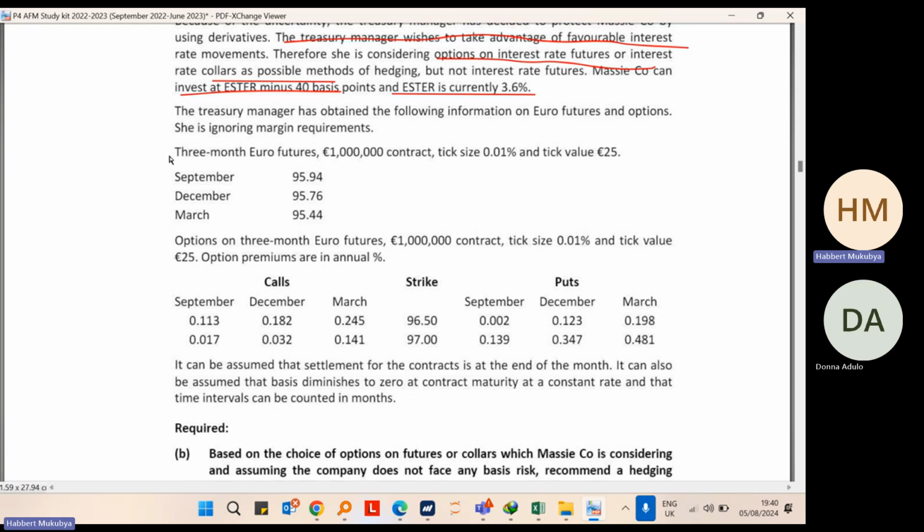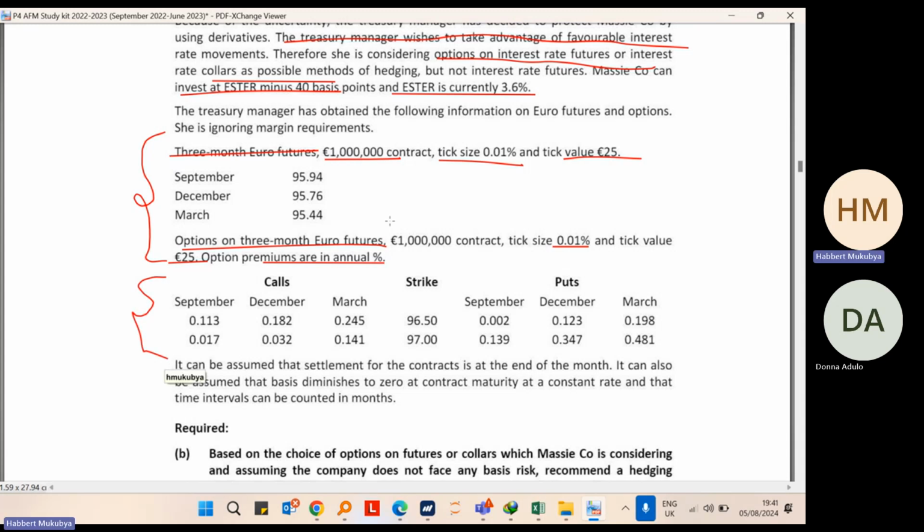We have a 3 month euro future of 1 million. This is the contract size. It has a tick size of 0.01 and a tick value of 25 euros. Then we have September, December, and March. Then we have options on 3 month euro futures, 1 million contract, tick size 0.01%, tick value 25. Options premiums are in annual percentage. So we have been given the futures, then we have been given also the options.